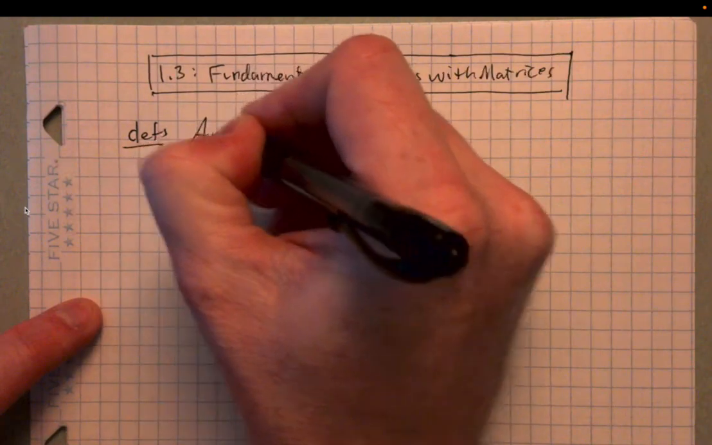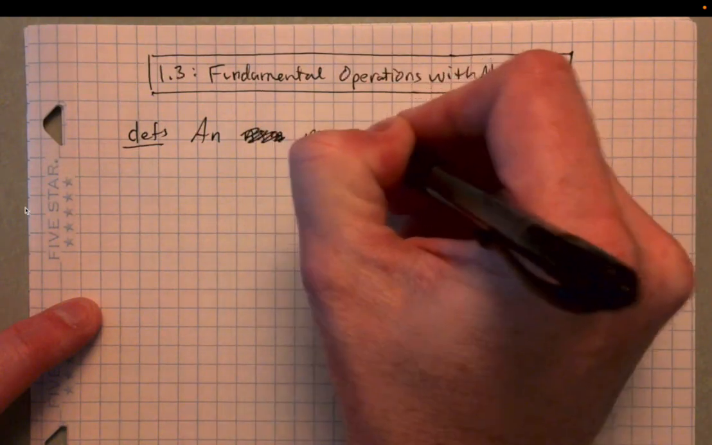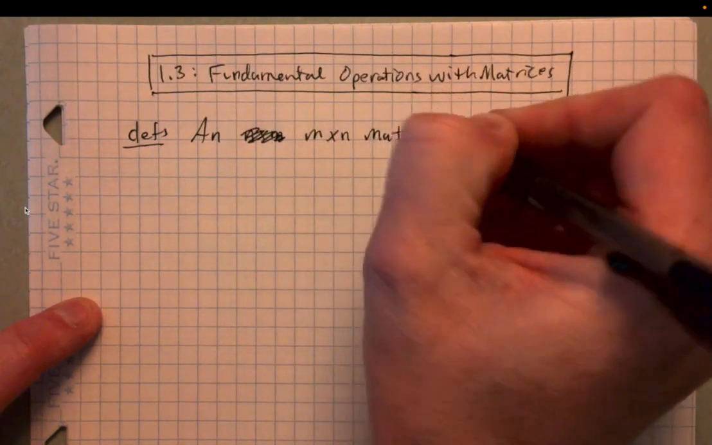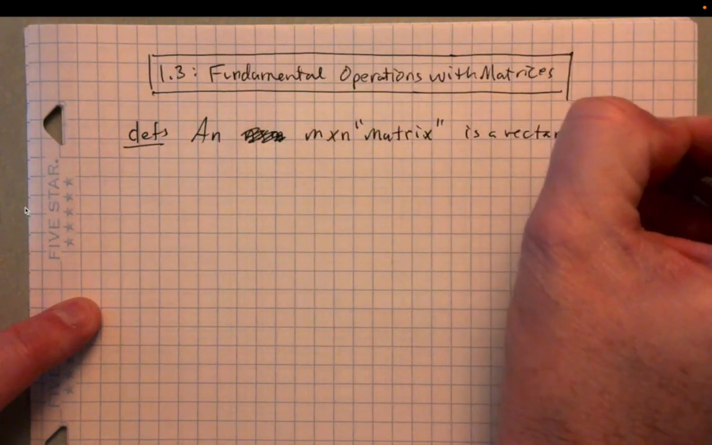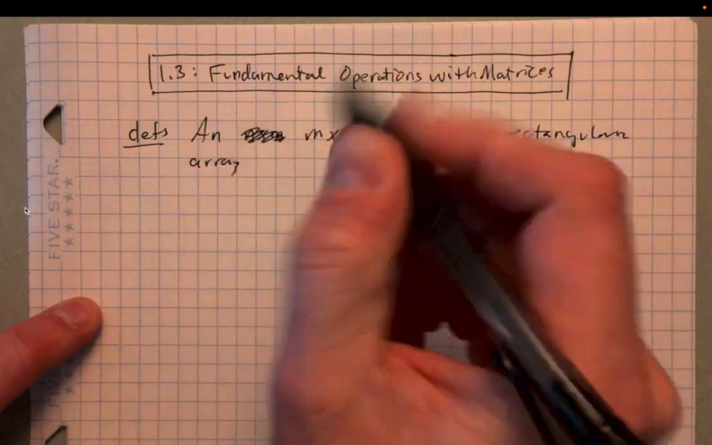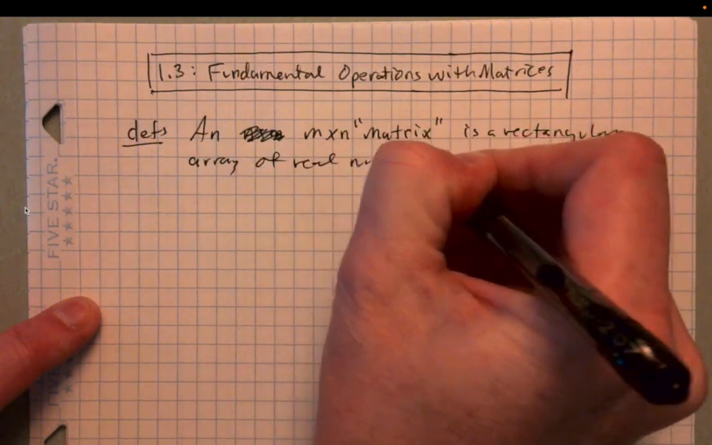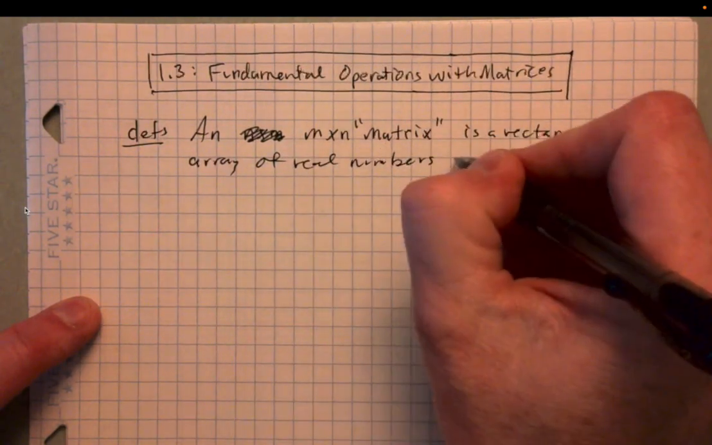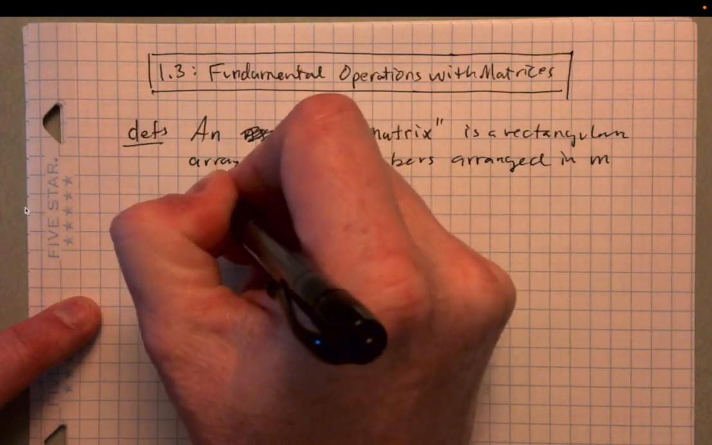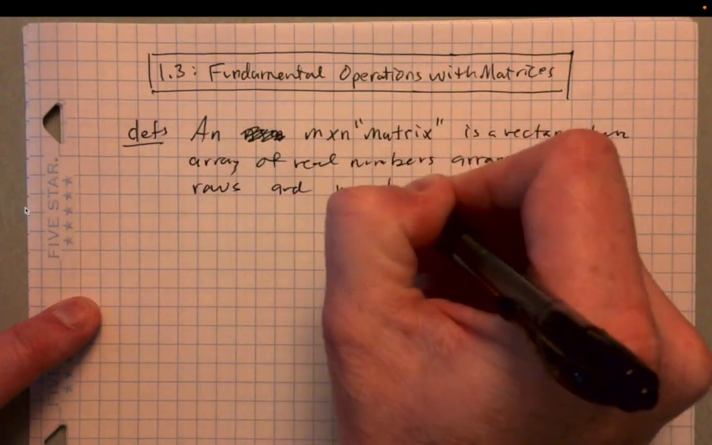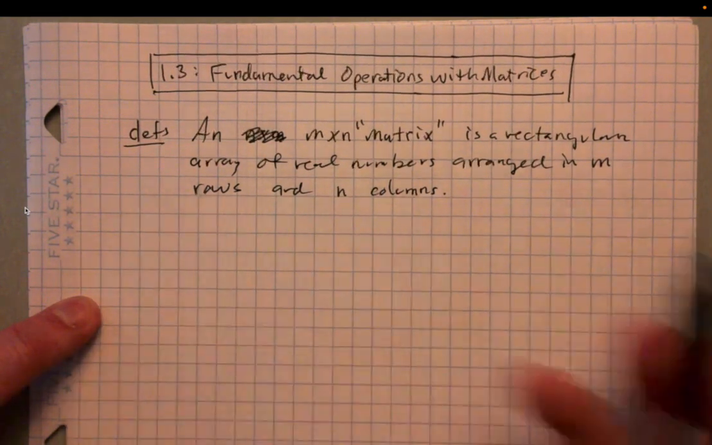An m by n matrix is a rectangular array of real numbers, and it's going to be arranged in m rows and n columns. All right, so that's more or less the idea.